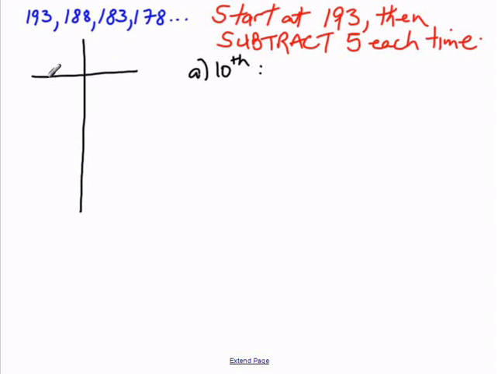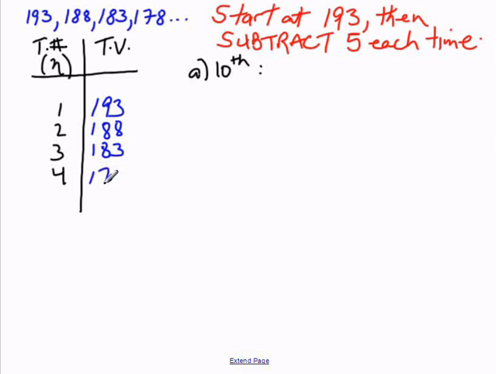And like before, we are going to make a t-chart. I'm going to just give myself some more room here. So 193, 188, 183, 178. There are the numbers that we've been given. Easy enough for me to just keep going.